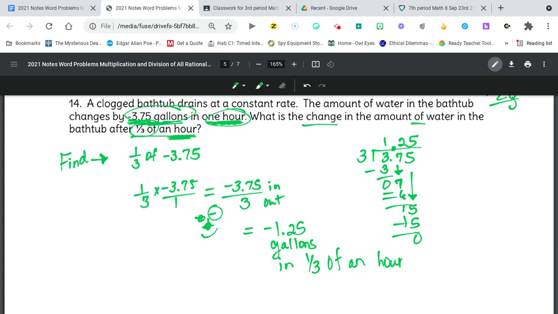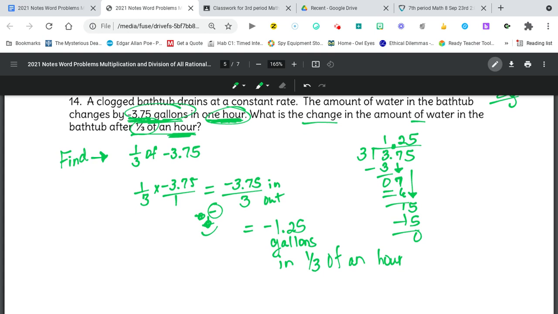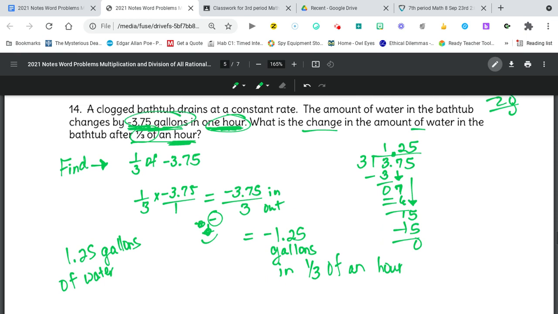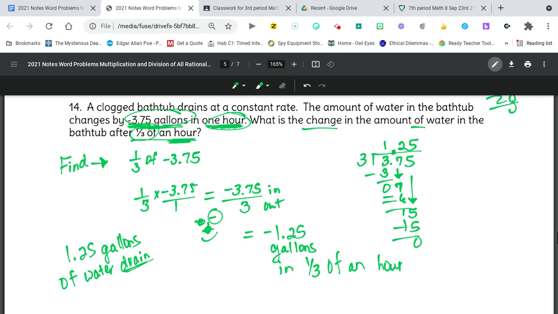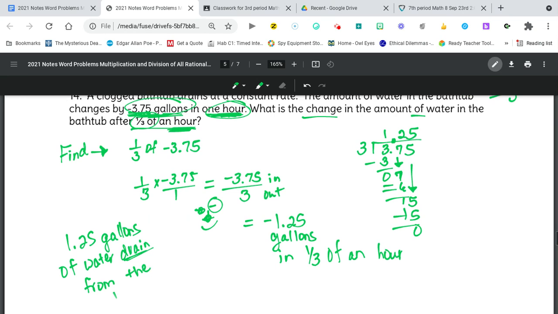Now, if you don't want to use a negative, which I would prefer you use the number with the sign, you could put it in terms of words. In terms of words, then I would say 1.25 gallons of water drain. The word drain will indicate that it comes out from the tub in 1/3 hour.